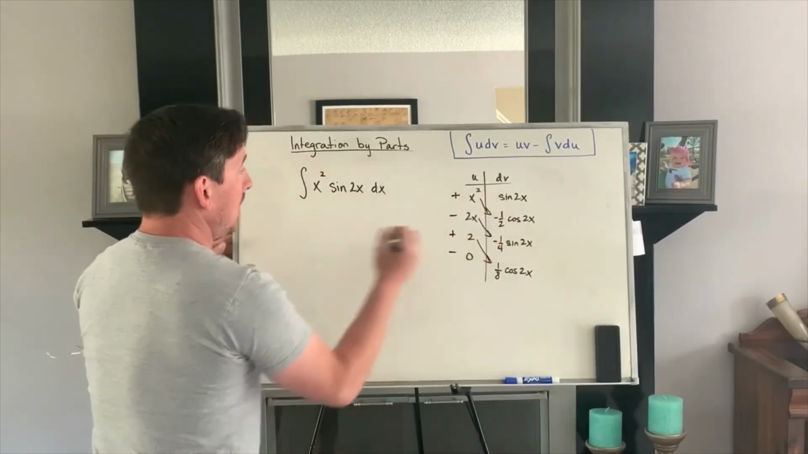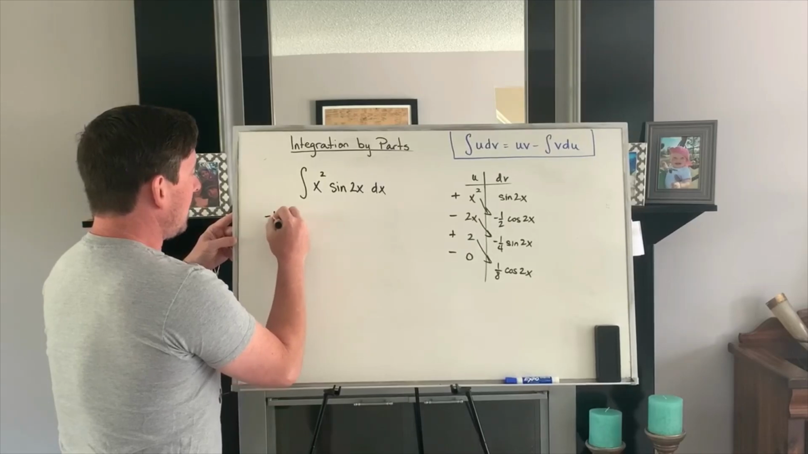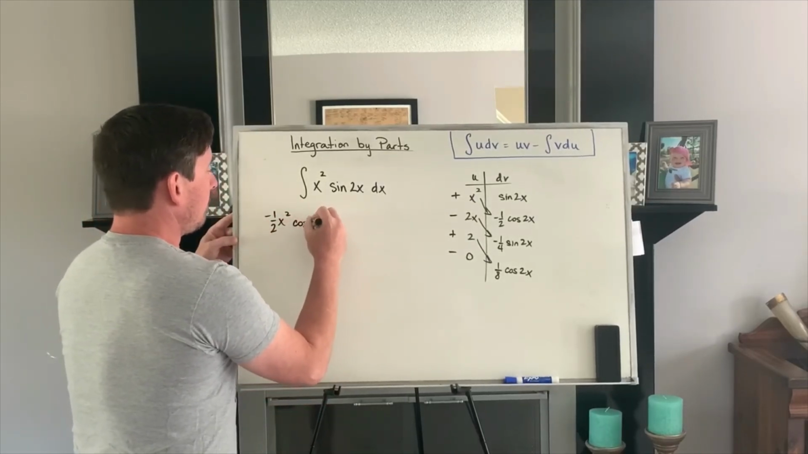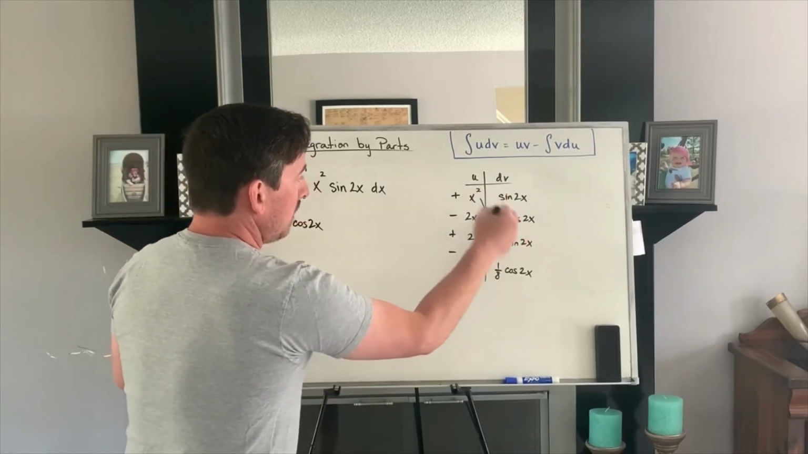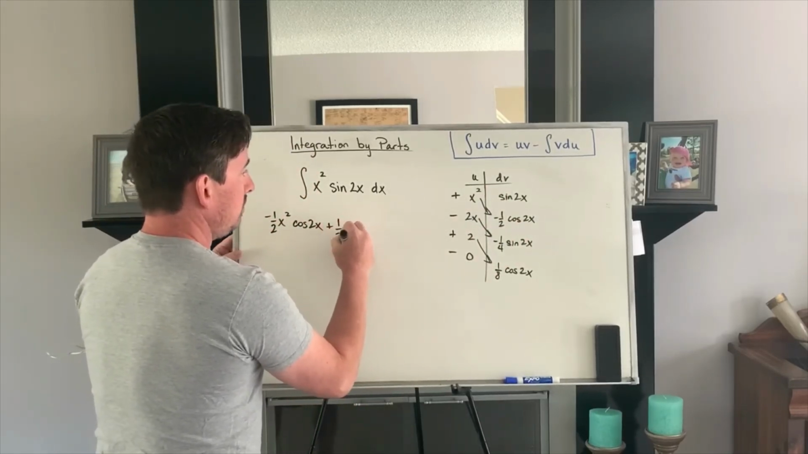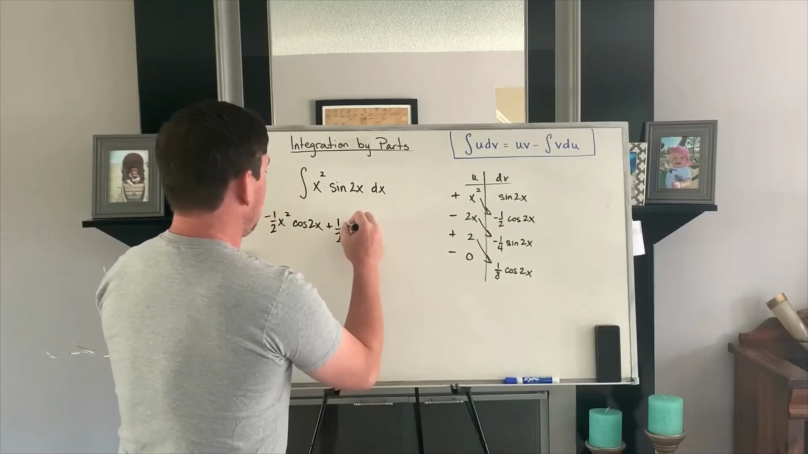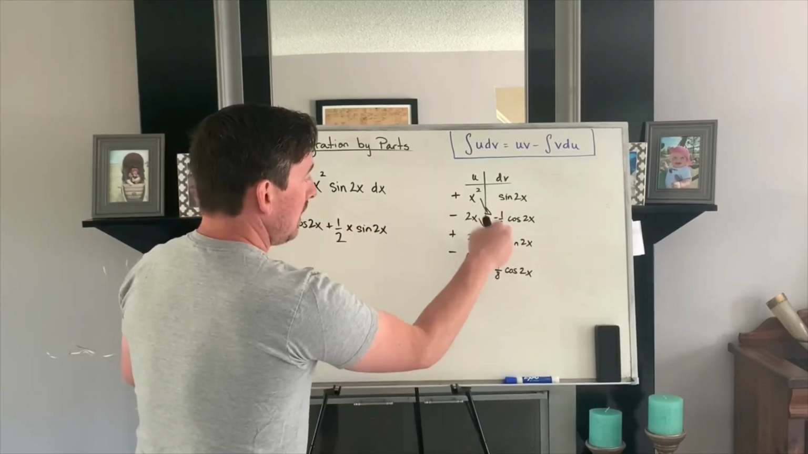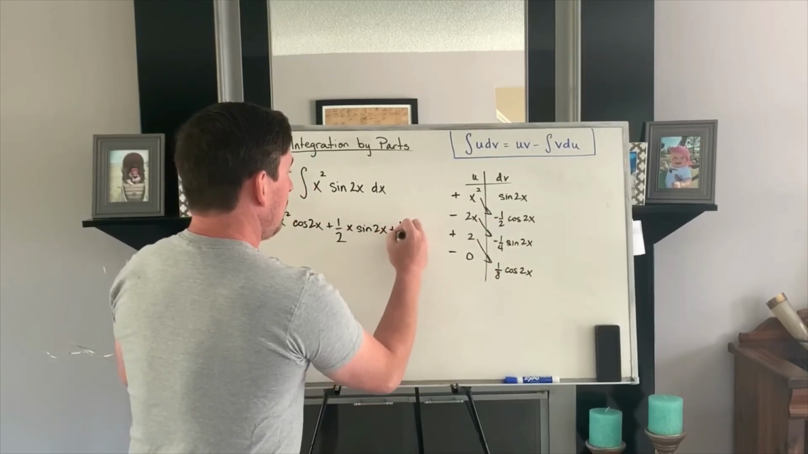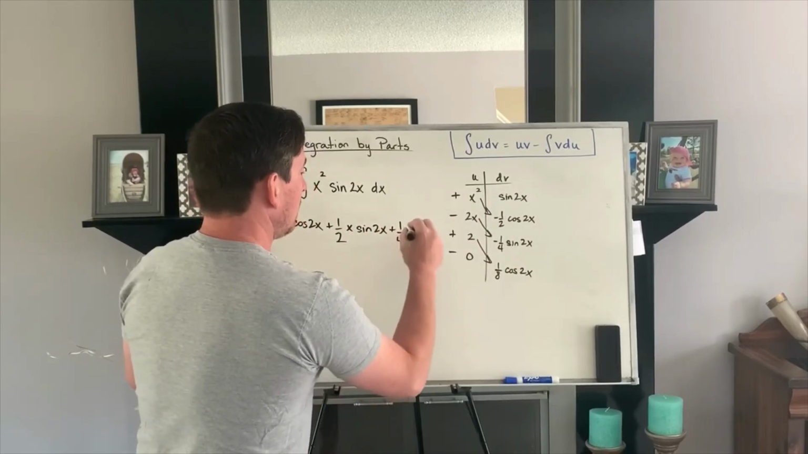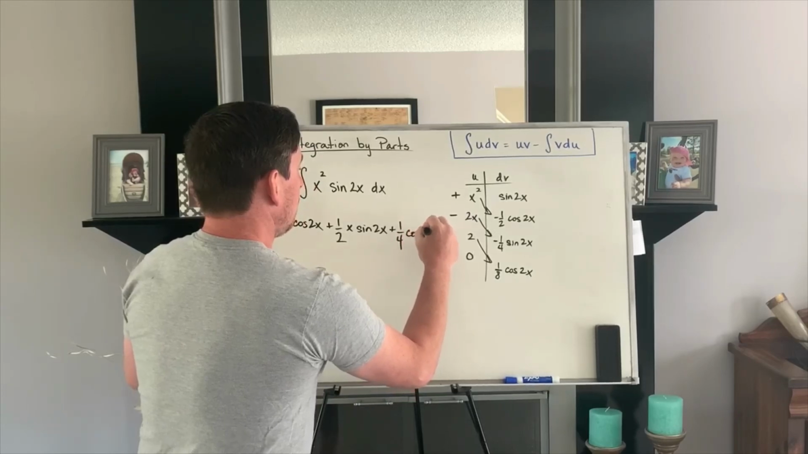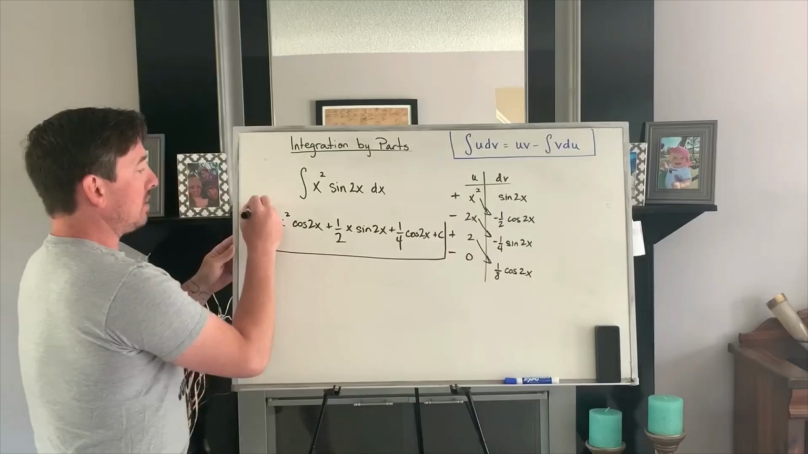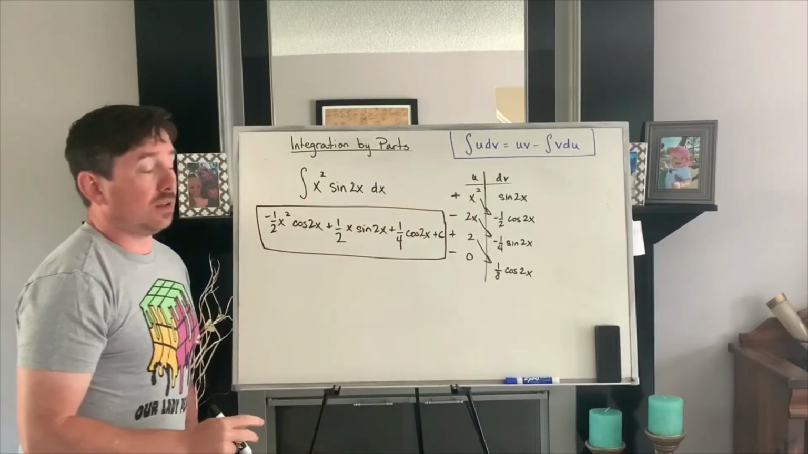So we have negative 1/2 x squared cosine 2x, plus 1/2 x sine 2x, and plus 1/4 cosine 2x. Running a little low on space there. Don't forget plus c. And there you go.